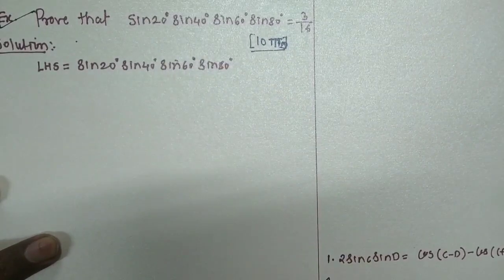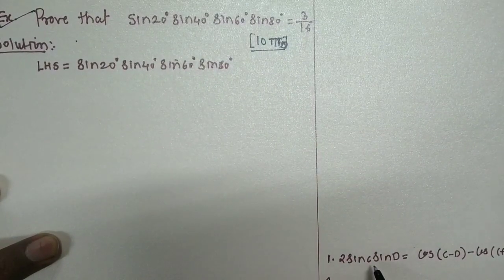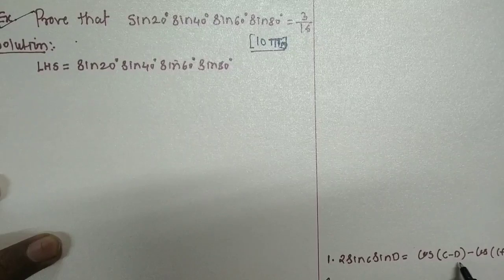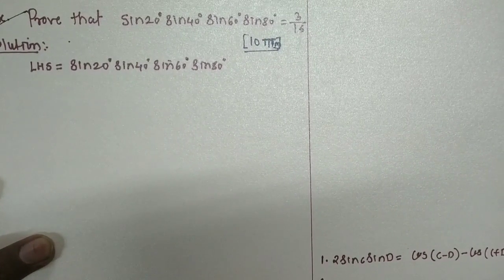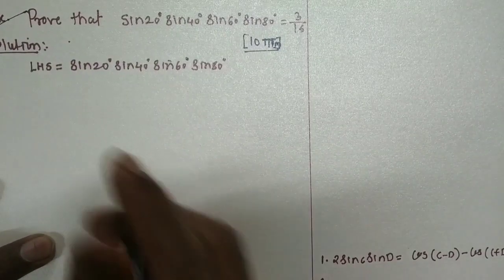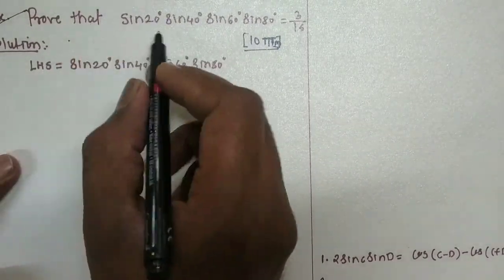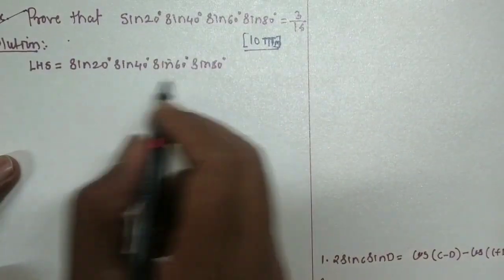Which formula do I need? This formula: 2 sin C sin D is nothing but cos(C minus D) minus cos(C plus D). This is the formula which I am going to apply for this problem. So I will consider the LHS. The LHS is nothing but this.